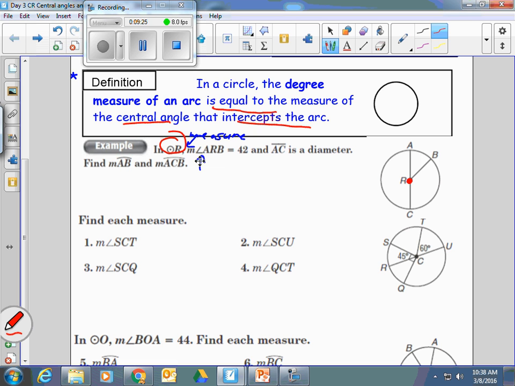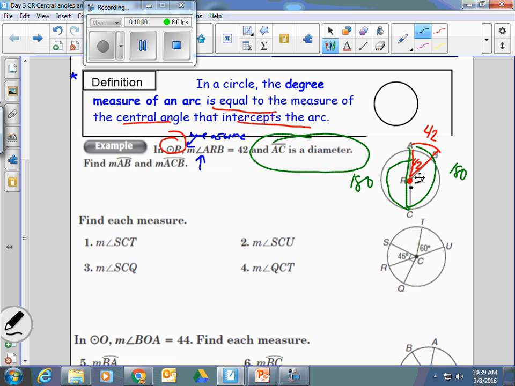And then it tells me that the measure of angle ARB is 42. Well, if the angle is 42, how big is this arc right here? 42, because it goes to the center, right? That's what we talked about yesterday. And then why in the world would they tell me that AC is a diameter? So you know it's 180. So I know that this whole side over here equals 180 degrees, and this whole side over here equals 180 degrees. So how would I find out how big this angle is?